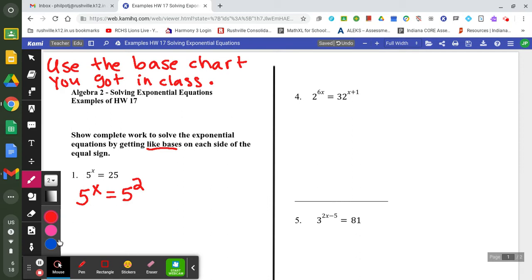Once we have the bases the same, then we want to cross out that base. And now we have just the exponents equal to each other. x equals 2, and x is solved. So my answer to number 1 is x equals 2.